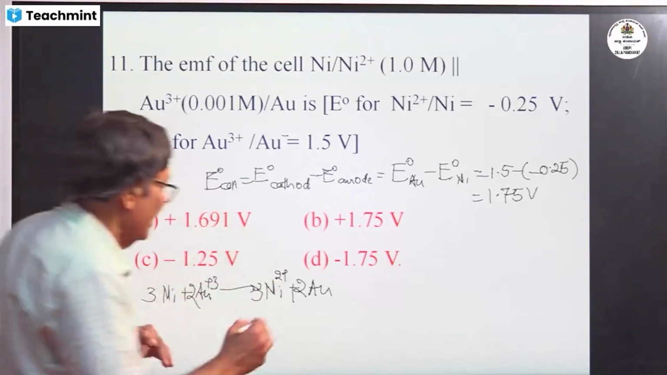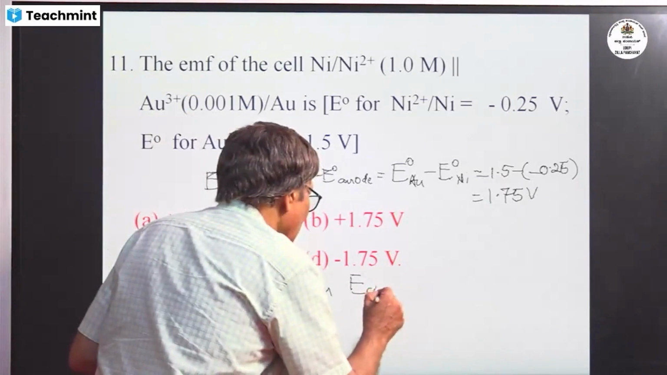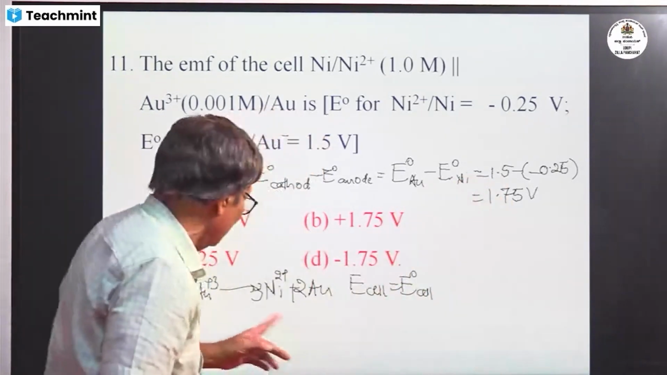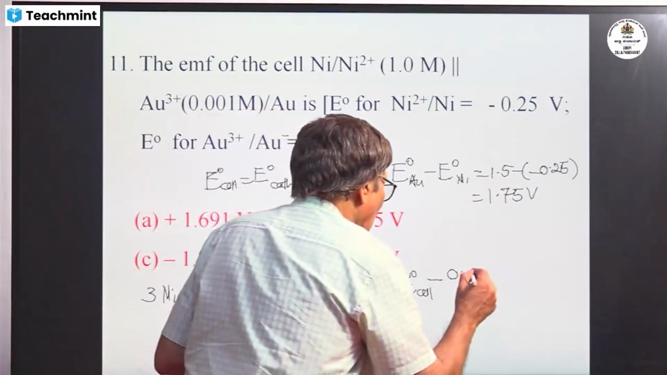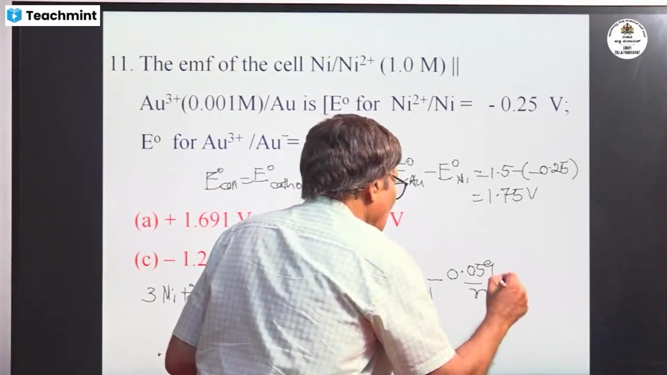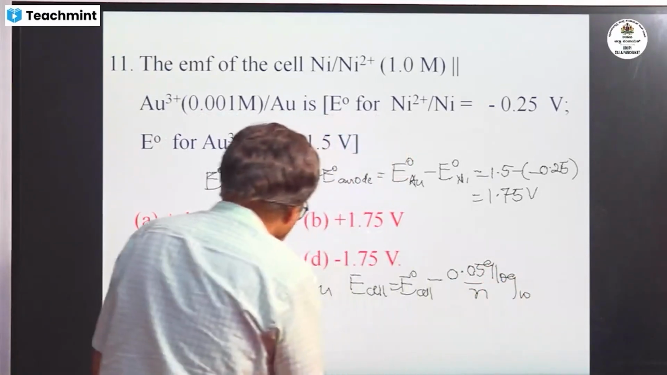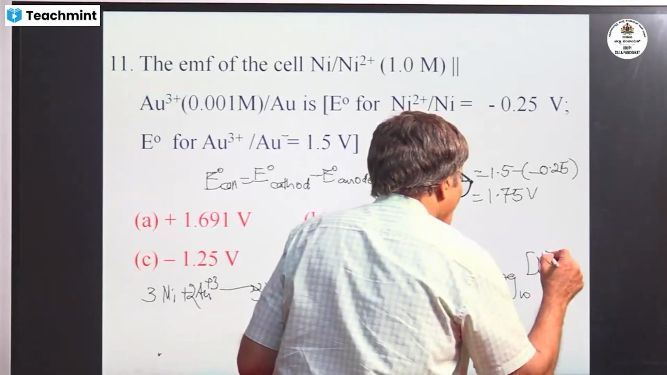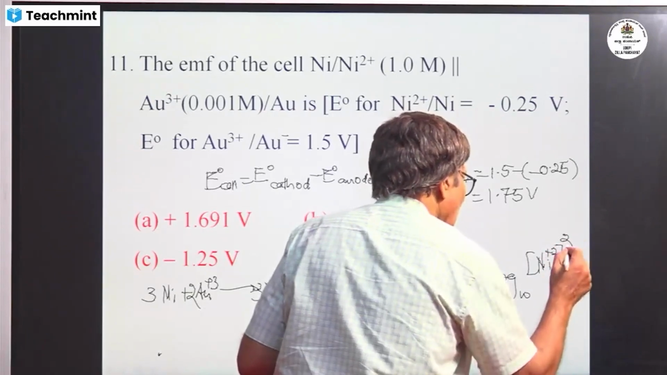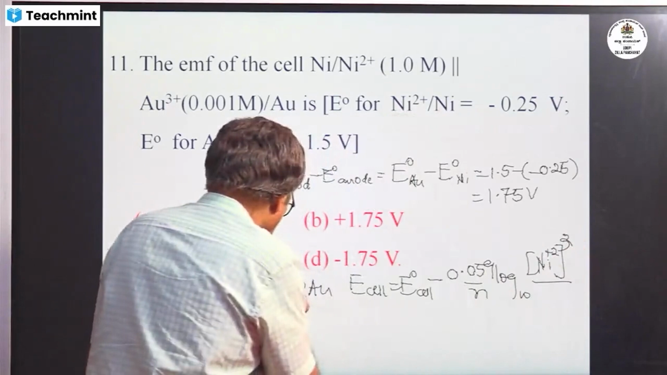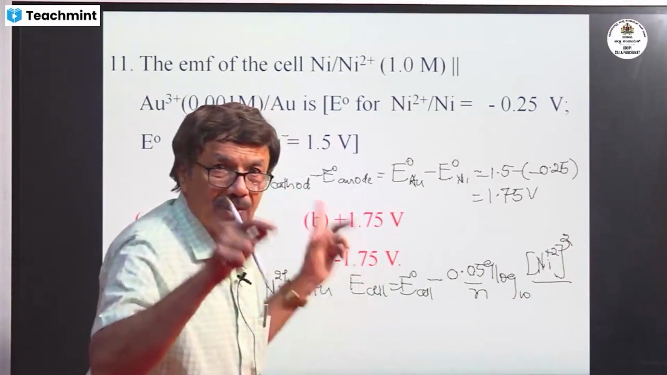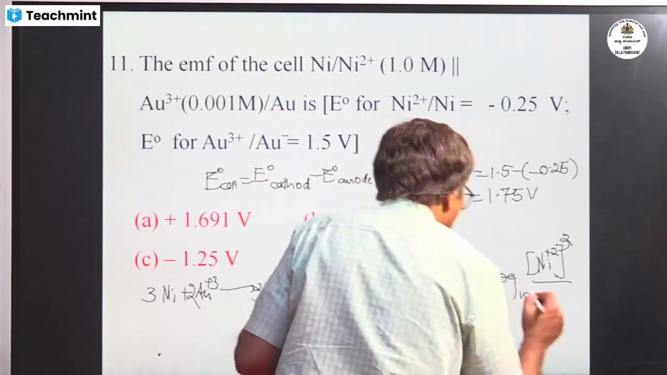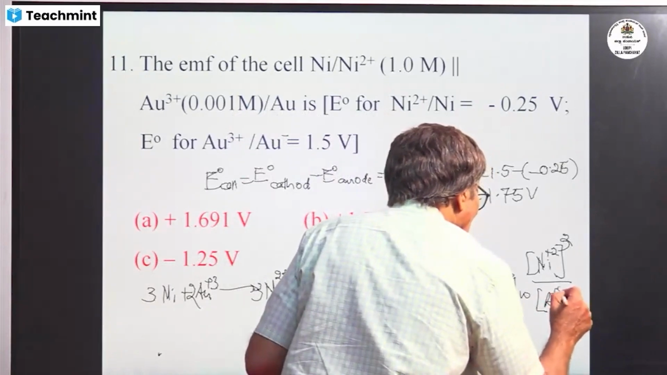Now how can I write it? E cell is equal to E naught of the cell, which we have already calculated, minus 0.059 by n log to the base 10 of Ni plus 2 concentration cubed, the number of moles appearing as a power, divided by Au plus 3 concentration squared.